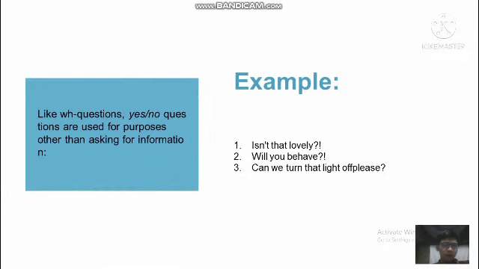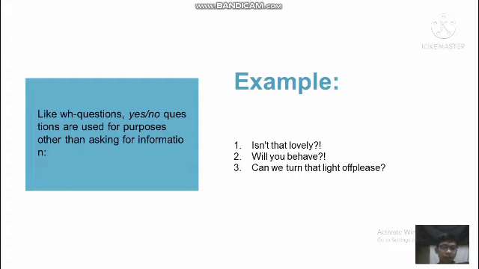So like WH questions, yes or no questions are used for purposes other than asking for information. So for example, number one, isn't that lovely? Number two, will you behave? Then lastly, can we turn that light off, please?